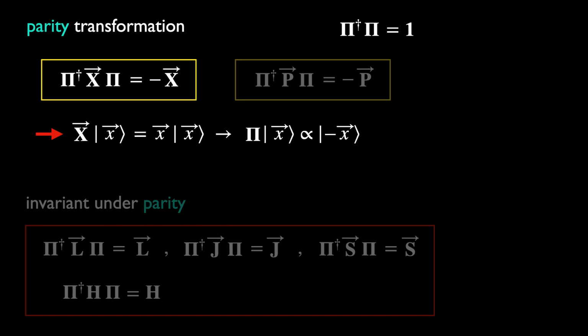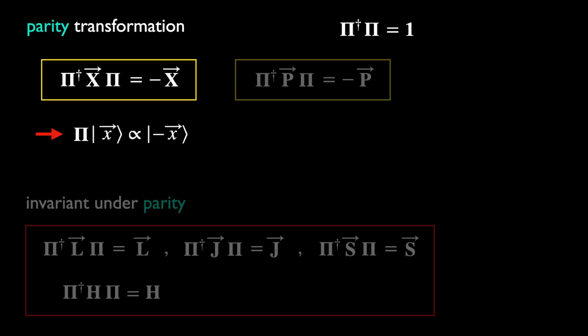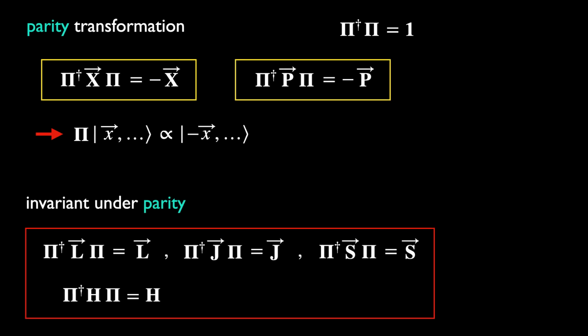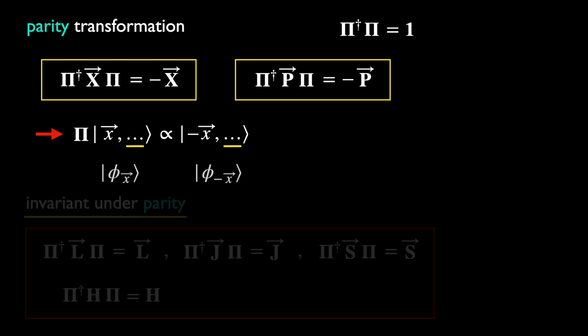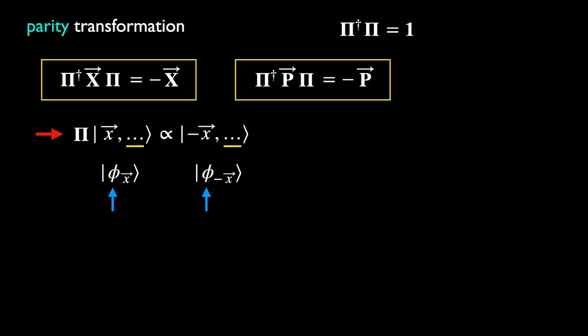This is the effect of parity transformation on a position state. We shall discuss the phase factor between these two states in just a moment. For now, they could be treated as equal. Even though we are dealing with a position state here, in general, there could be other quantum numbers describing this state as well. We shall assume that they are parity invariant, and lump them together in a Greek symbol.